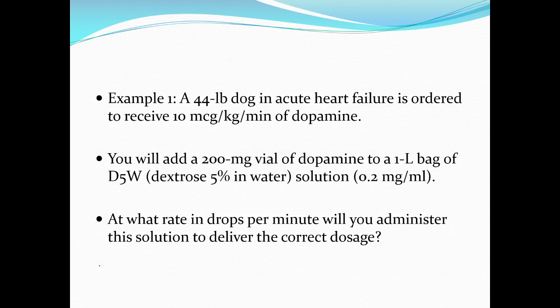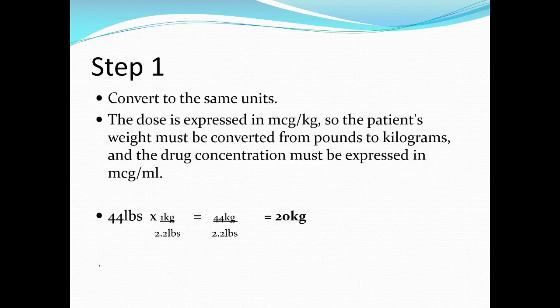We want to find the rate per minute that we're going to administer that solution to get the correct dosage. So we're looking for the rate. We have the dosage. We want them to get 10 micrograms per kilogram per minute. We have the concentration of the drug in the bag, 0.2 mg per mil, and we have the size of the dog. So convert to the same units.